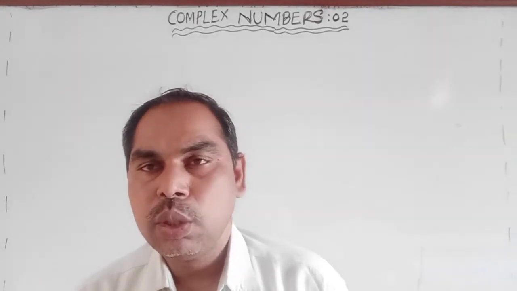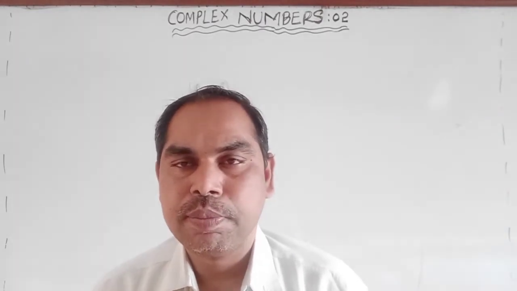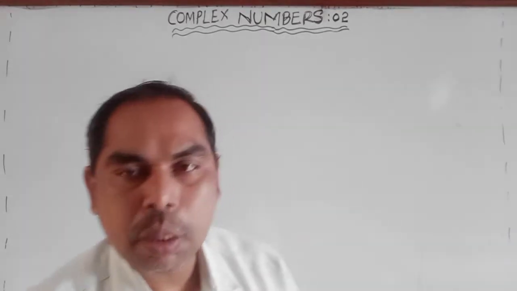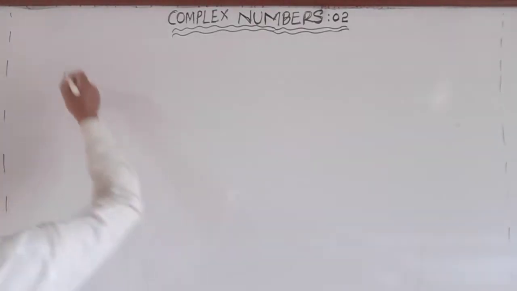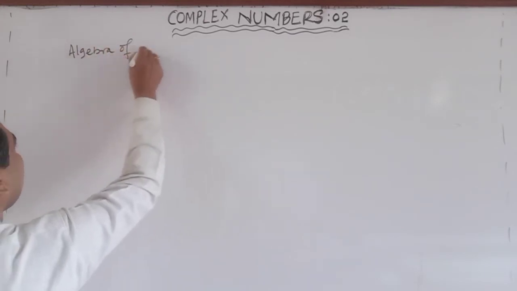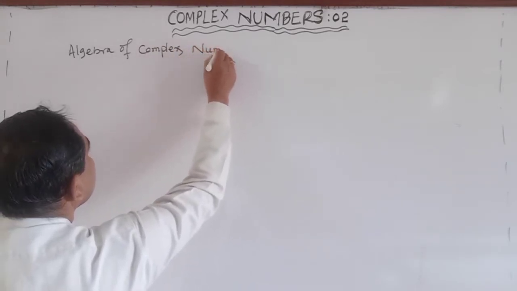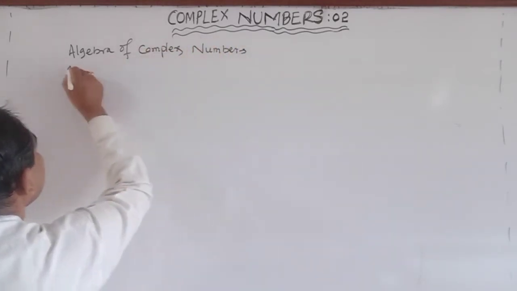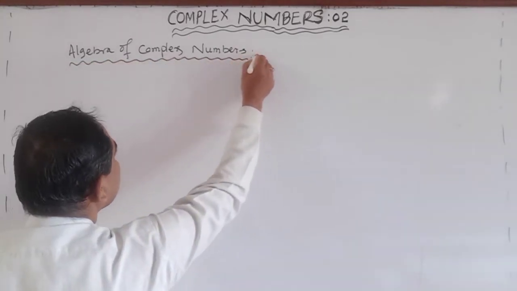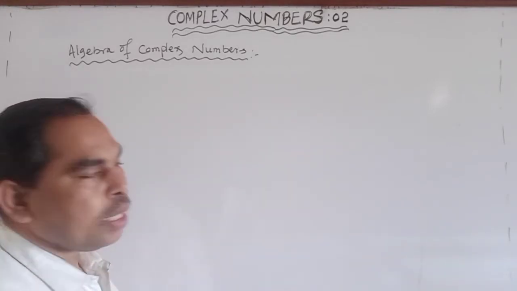Today we are going to discuss algebra of complex number and conjugate of complex number. So first, algebra of complex number. Algebra means addition, subtraction, multiplication and division.